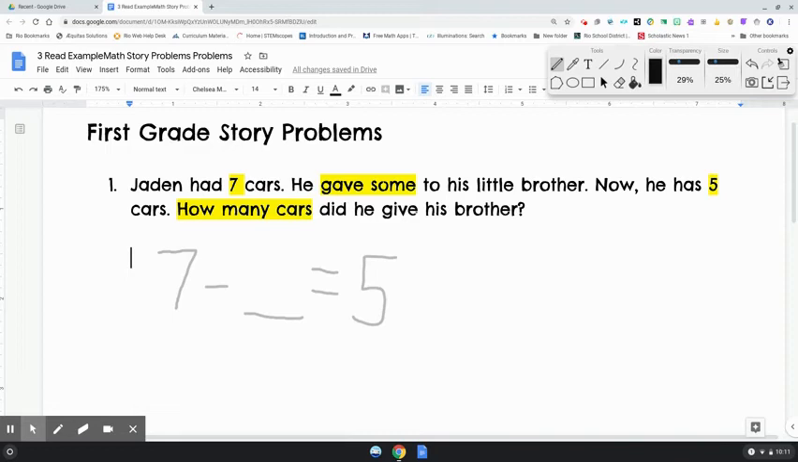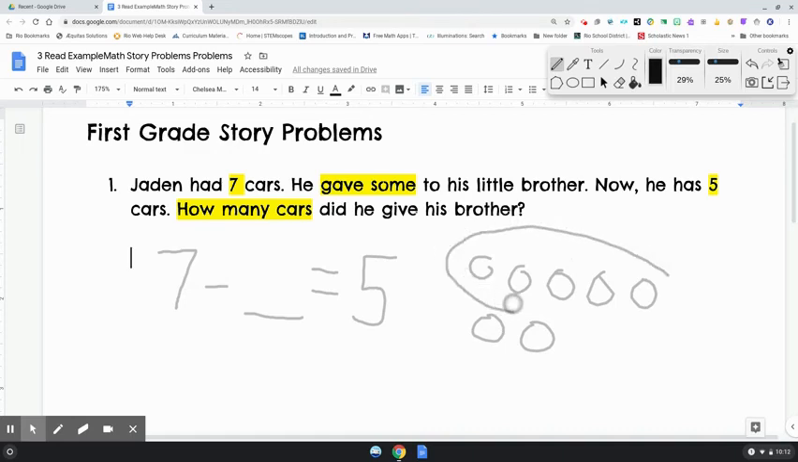Now I'm going to draw my picture. I'm going to draw circles for the cars because I know I don't have to draw cars for a math problem. So here's my first car. 1, 2, 3, 4, 5, 6, 7. So the 7 circles represent the 7 cars. So let me think about that. I know that he had 5 cars when he was at the end of the story. Jaden had 5 cars. So I'm going to circle those 5 cars. 1, 2, 3, 4, 5.